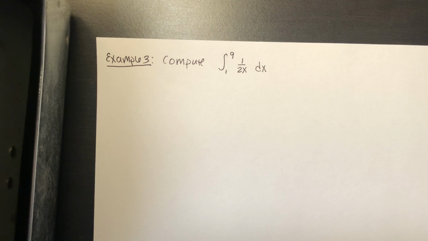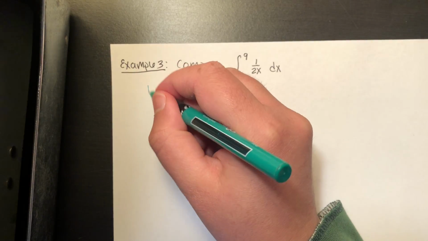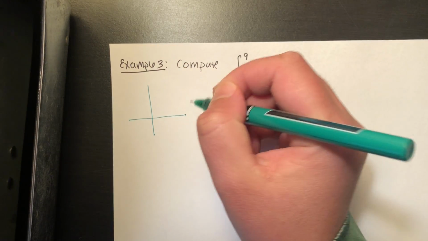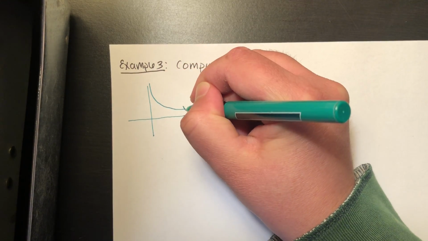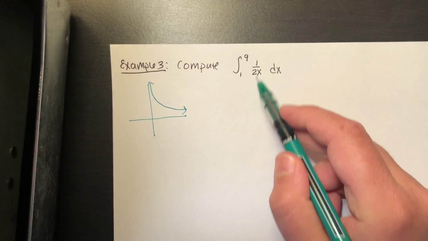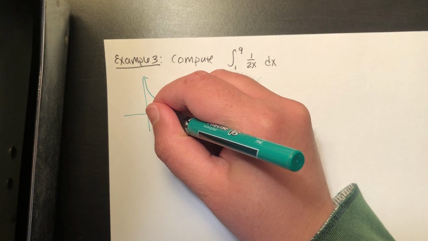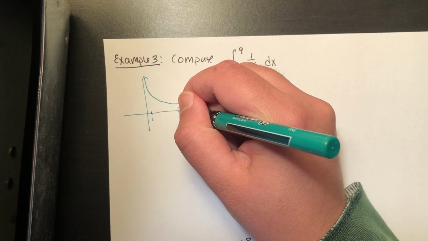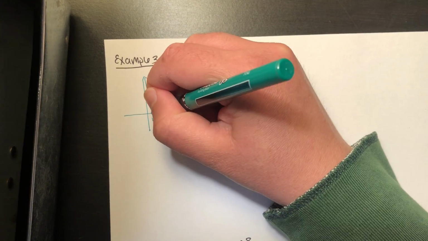This time we want to find the definite integral from 1 to 9 of 1 over 2x dx. What does this look like? I mean, I can try to guess. I know that 1 over x looks something like this, and this has just been scaled a little bit, 1 over 2x, so it'll still look roughly like this. And I want the definite integral from 1 to 9. So I want this area here roughly.